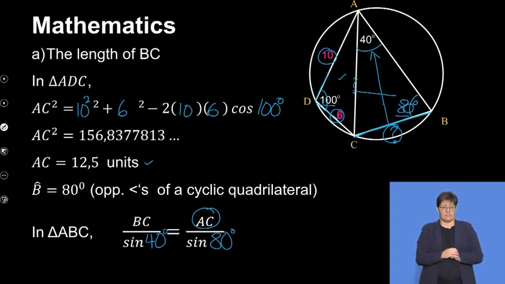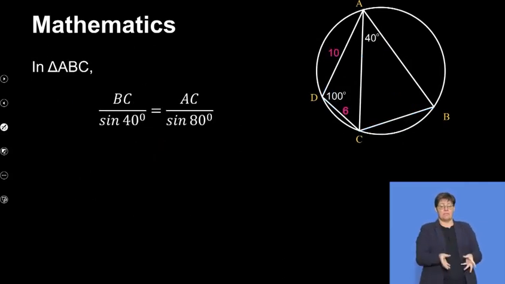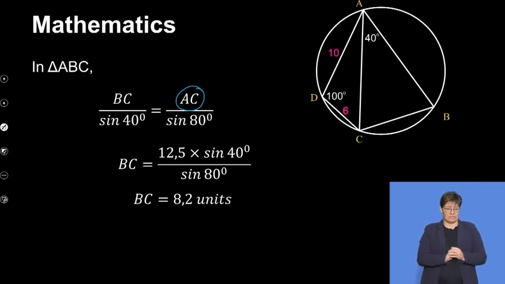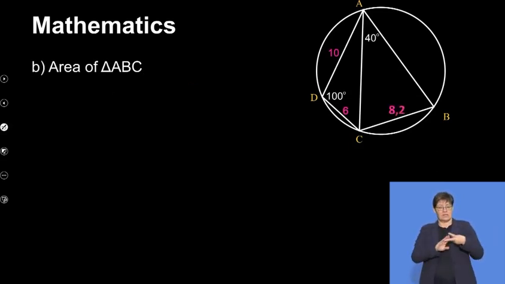Okay, we've got to do a bit of rearranging to try and get our answer. So we're going to say BC over sine 40 equals AC over sine 80. And remember, you have this answer in your calculator's memory still. So when you're doing this calculation, put it in, and then you're going to get a value for BC. Once you put this into your calculator, 12.5 times sine of 40 over sine of 80, you should end up with BC equal to 8.2 units. Okay, so that question has now been answered. Let's go to the next question.